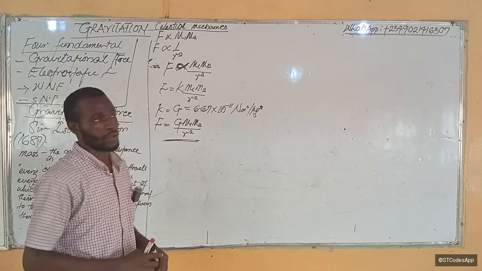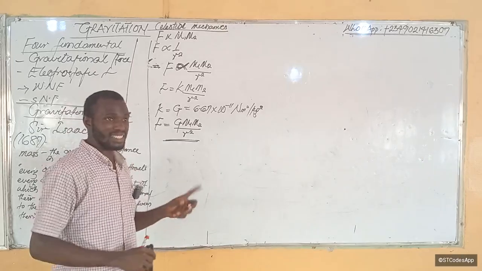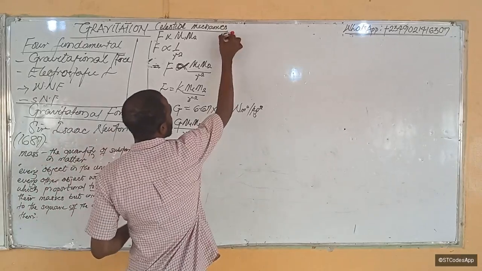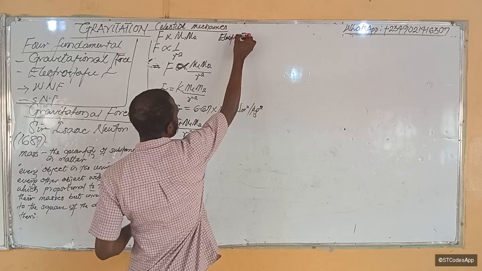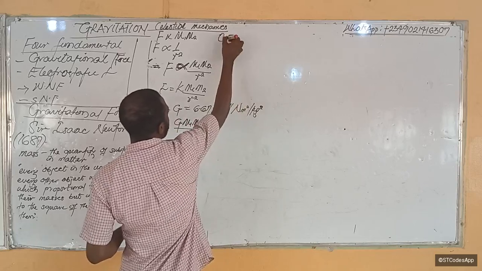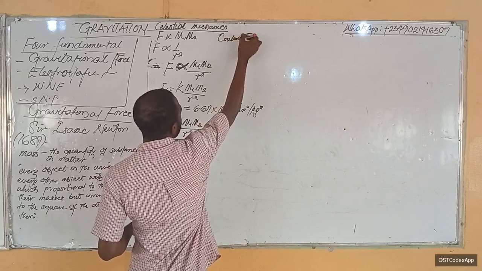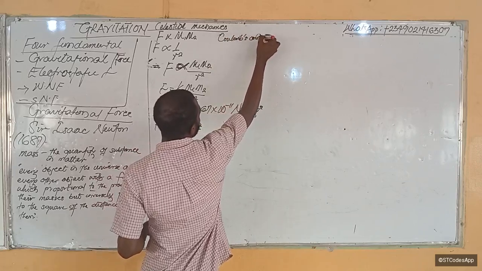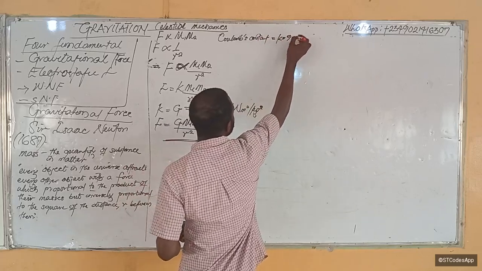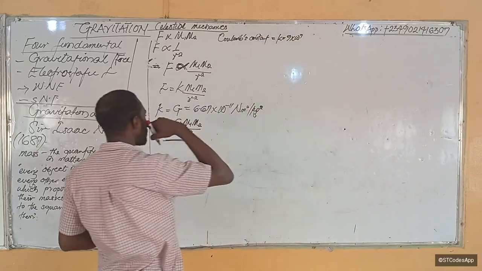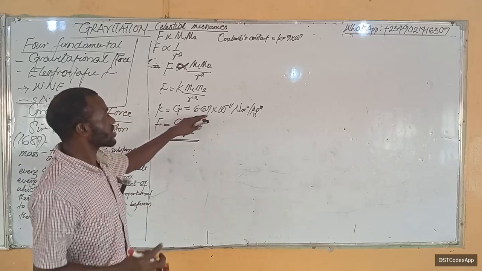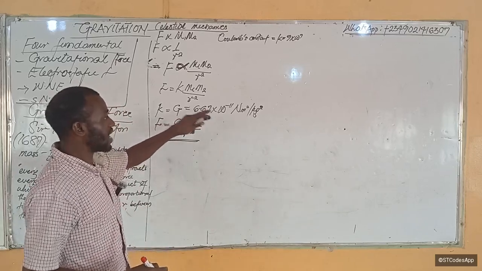Now, of course, another comparison I want to make is, if you remember when we were doing electrostatic force, we said that the constant K is 9 times 10 to the power 9, right? The electrostatic constant, or Coulomb's constant, that's what we call it. Coulomb's constant is K, right? And the value is 9 times 10 to the power 9. But compare it to this gravitational constant. This one is several orders of magnitude less than it.